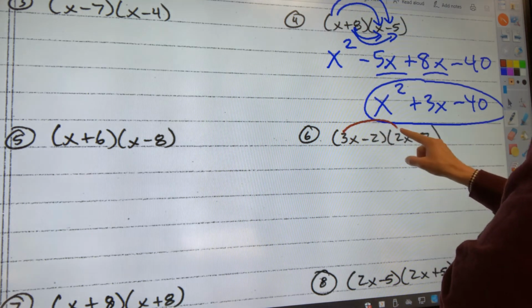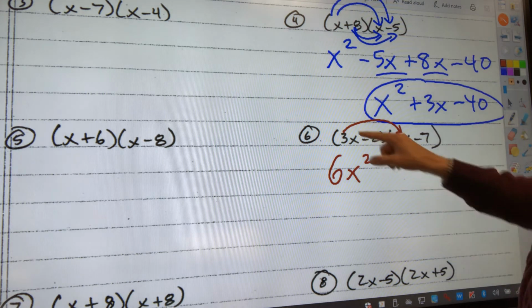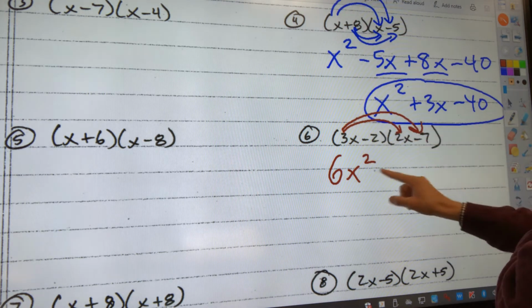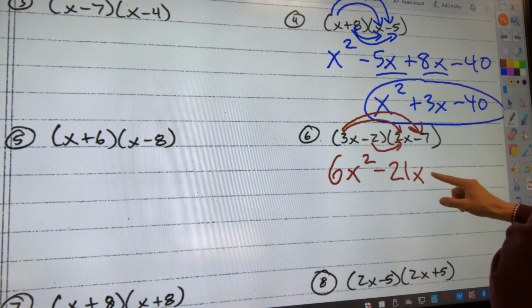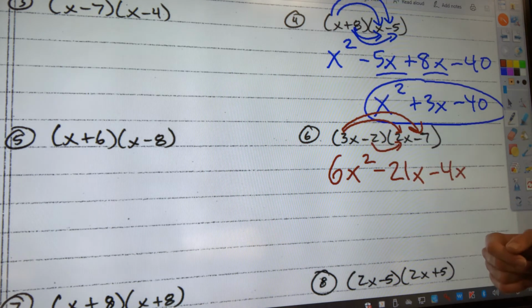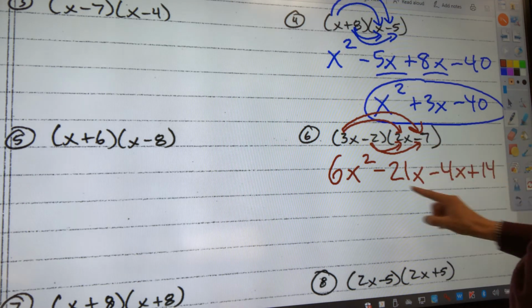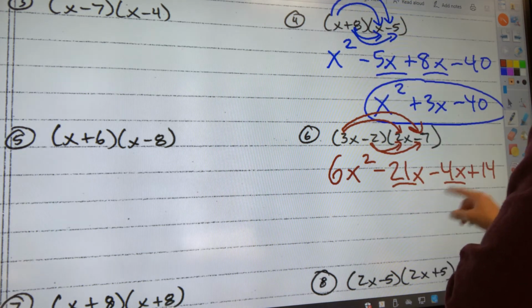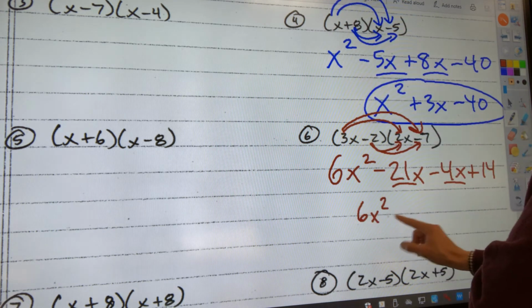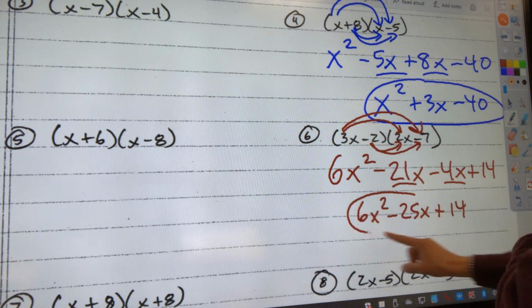All right, on 6, 3 times 2 is 6. X times x is x squared. 3x times a negative 7 is a negative 21x. Negative 2 times 2 is a negative 4. Don't forget about the x. Negative 2 times a negative 7 is a positive 14. Let's combine like terms in the middle. I'm in debt 21. I lose 4 more. My debt rises, so I add 21 and 4 to give me a negative 25x plus 14.